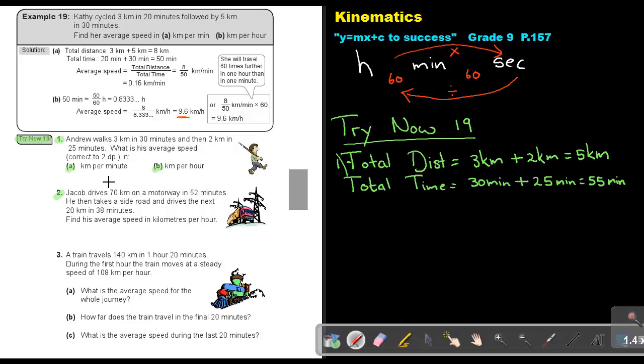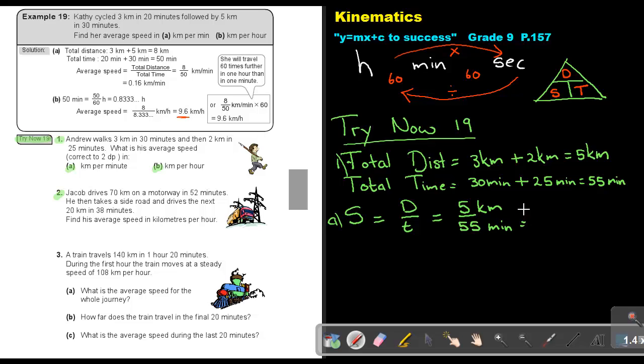Now if I want the speed, it's number A, and I want it in kilometers per minute, I can basically just take the distance. Can you still remember? Let me just show you your DSTV. So if I want speed, it's distance divided by time. So the distance is 5. The time is 55. This is kilometers. This is minutes. And that's why my answer will be, let's just write it down, 0.09 kilometers per minute. And that's my final answer.